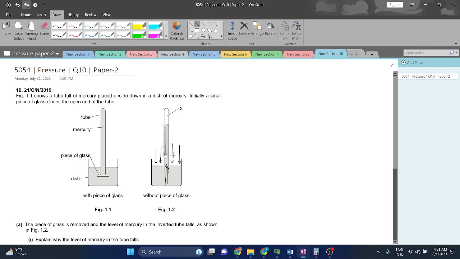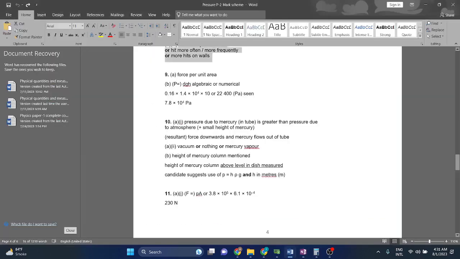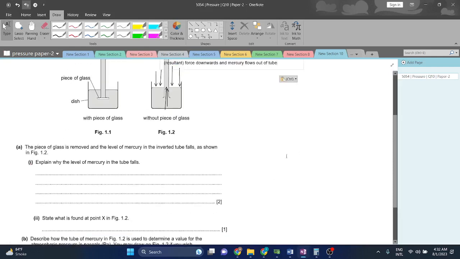So after some time, जो resultant force बनता है, it is downwards, and when it is downwards, that means के weight का force जो है that is greater than the atmospheric pressure, and after some time it becomes a vacuum inside here, and vacuum और थोड़ा सा lower हो जाता है, it is lowered. So yeah, देख लेते हैं. Pressure due to mercury in tube is greater than pressure due to atmosphere. Resultant force downwards and mercury flows out of the tube. Mercury flows out of the tube and into the dish. Very simple.